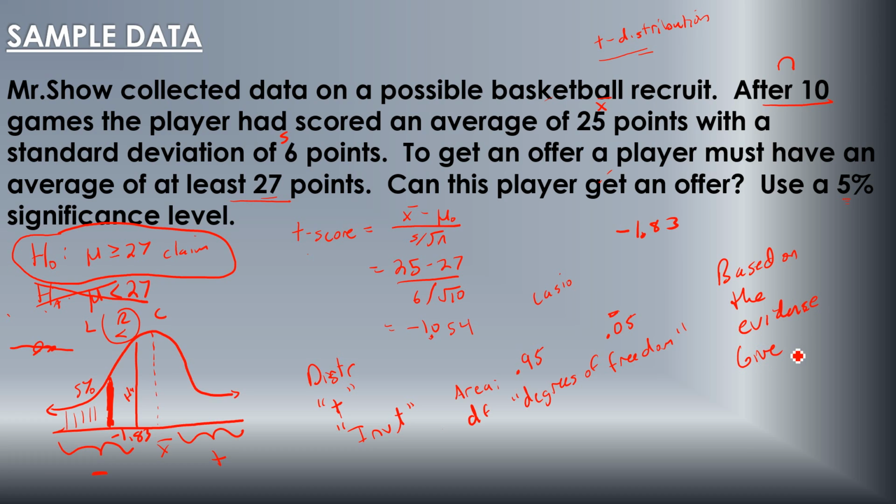let's give this player an offer. And you might be thinking, well, he made less than 27 points, an average of 27 points, so he shouldn't. But this is a sample. We don't know all his games, and based upon the significance level that we selected, then he actually should make it. He's close enough, right?